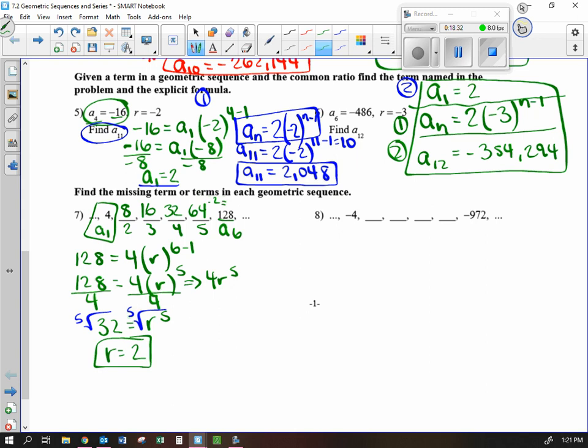In number 8, you're going to do the exact same thing. Again, this is a time where I would pause and try this out on your own, find that r value. It's going to be 3. And then the terms filled in: we have negative 12 for a sub 2, negative 36 for a sub 3, negative 108 for a sub 4, and negative 324 for a sub 5. If you want to check that, take negative 324 times 3, and you should get negative 972. All right, all good. So let's flip.